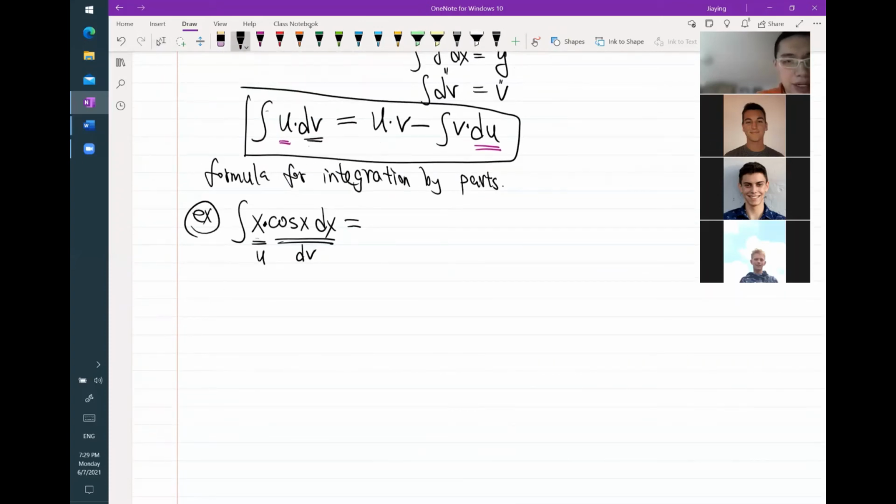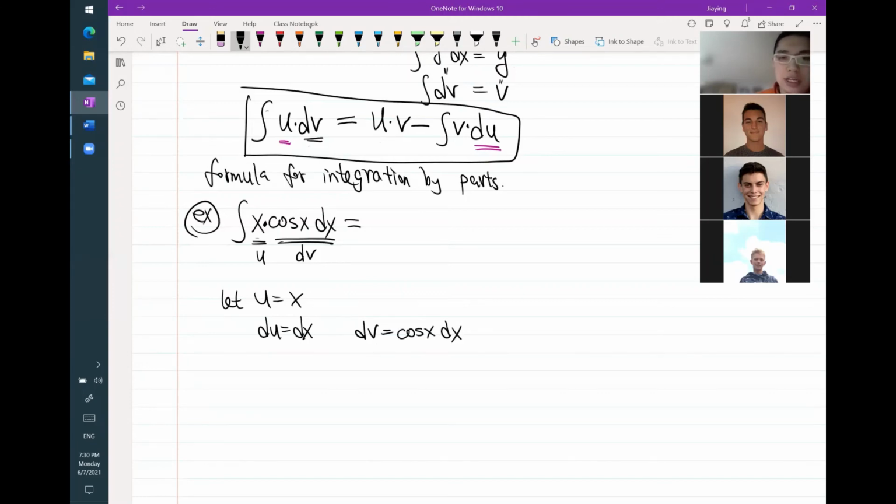So I'm going to write it. I'm going to let u equals x. I'm going to let dv equals cosine x dx. This is kind of like the g prime dx equivalent, but I'm just going to call it dv. Now, what I do next is I'm going to find the du from u. So u equals x, so du equals dx.